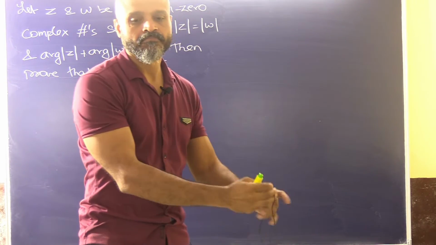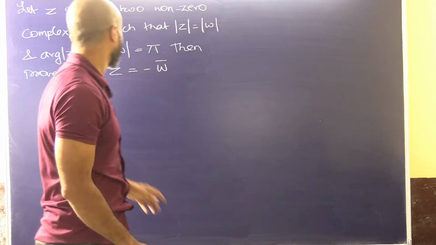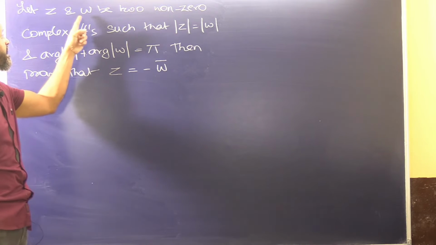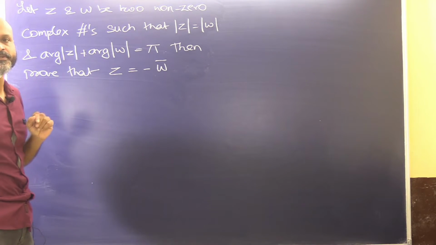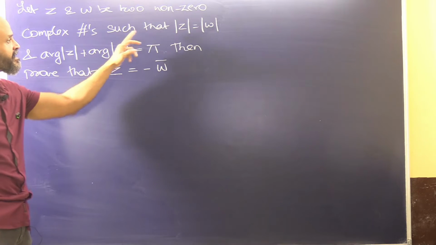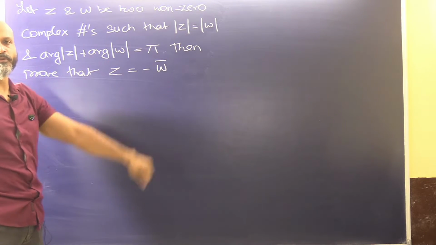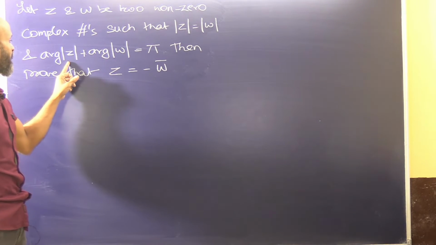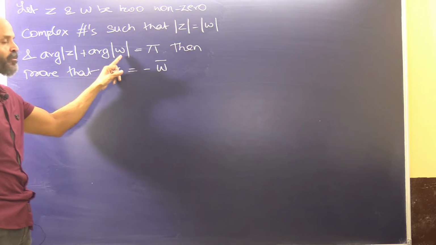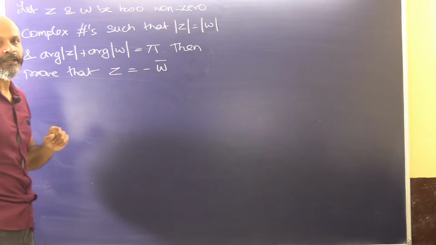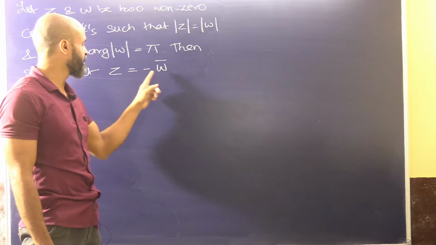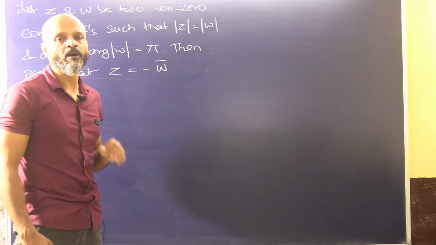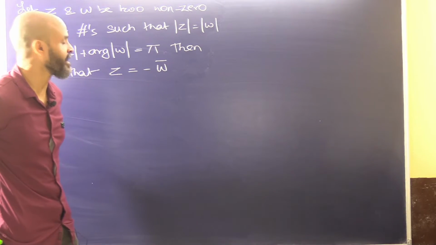Okay, let's proceed ahead with the next problem here. Let z and w be two non-zero complex numbers. So these are two non-zero complex numbers such that mod of z is equal to mod of w. Argument of z plus argument of w is equal to pi, that is 180 degree. Okay, then prove that z is equal to minus conjugate of w.